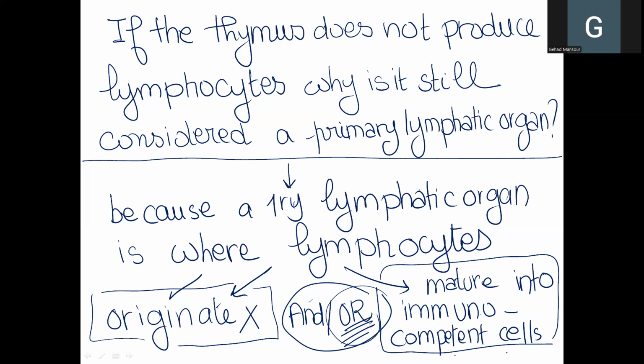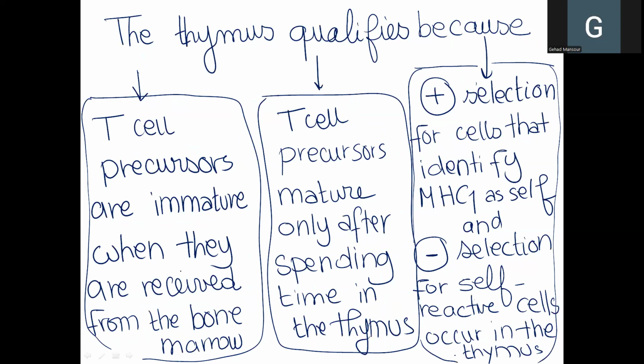What are immunocompetent cells? They are cells that are capable of recognizing the specific antigen, attacking it and getting rid of it. The thymus thus qualifies as a primary lymphatic organ because when the T cell precursors reach the thymus from the bone marrow, they are still immature. And inside the thymus, they mature after having spent a certain period of time there.